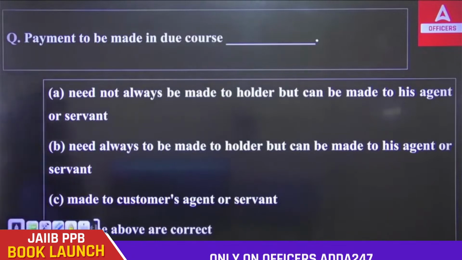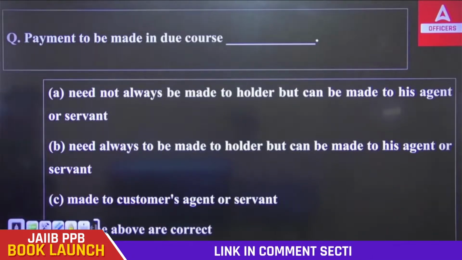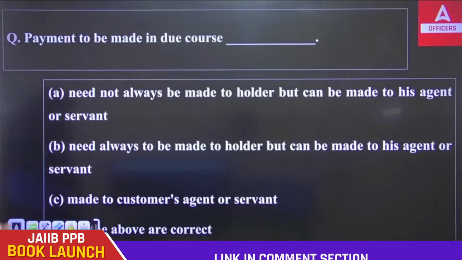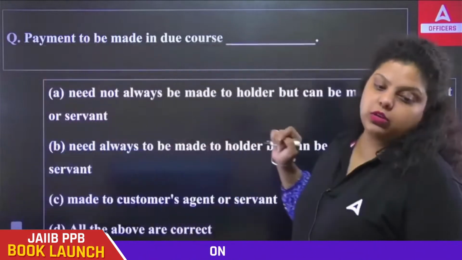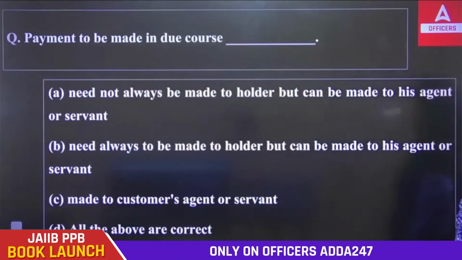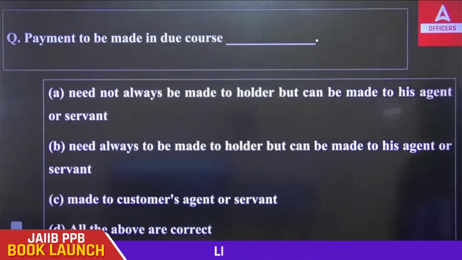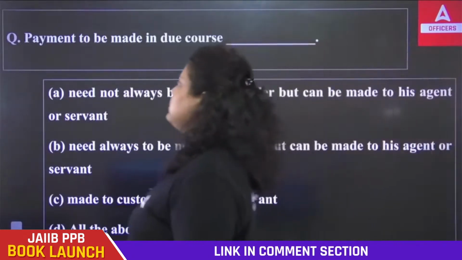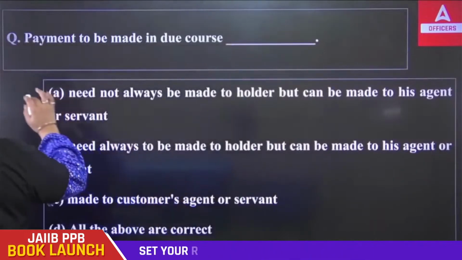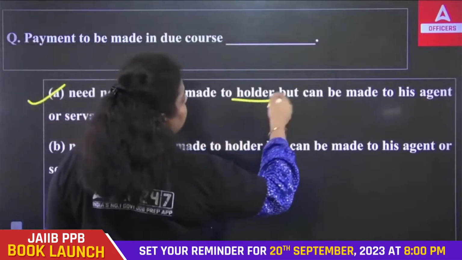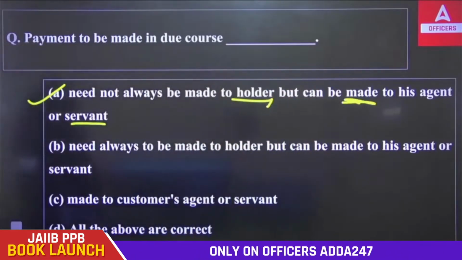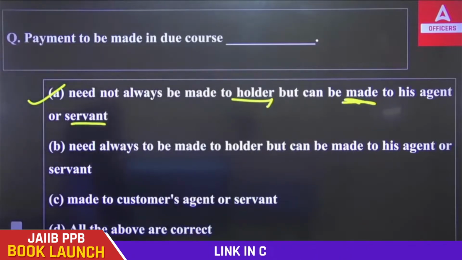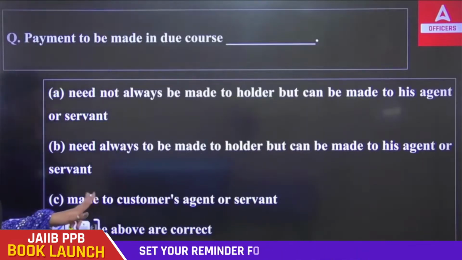So in case of payment to be made in due course, payment will be done to whom? To the holder, or to his or her agent or servant, or only to his or her agent or servant, or it should be made to the customer's agent or servant, or all of the above. So the right answer is: the payment made in due course need not always be made to the holder, but it can be made to his agent or servant also. Clear? The right answer is A.